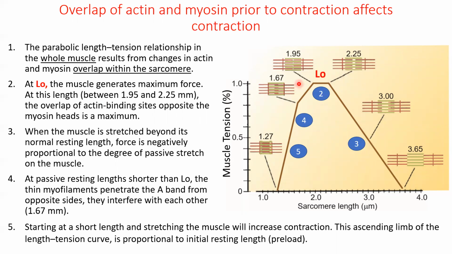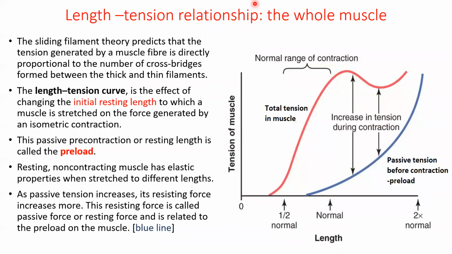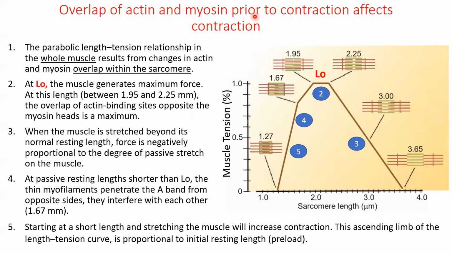Okay, so this is for the whole muscle. This is for the sarcomere. And both of them mirror each other. At the spot here, which you would consider to be normal muscle length.